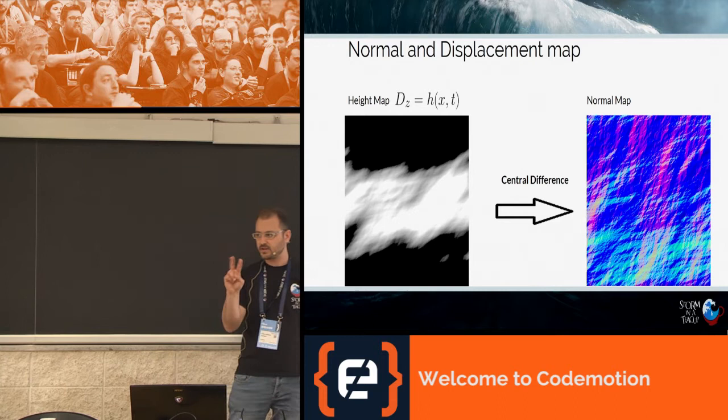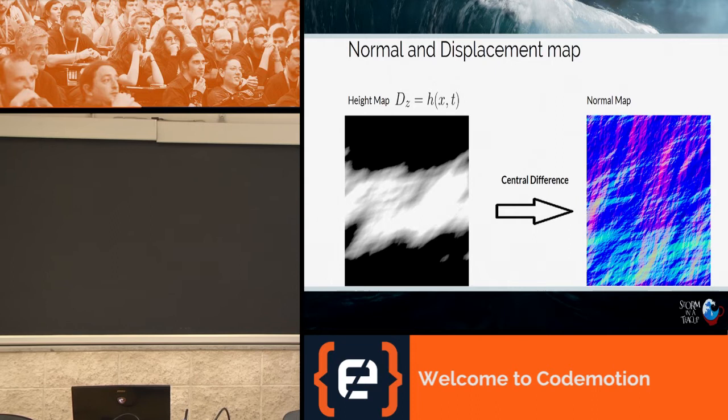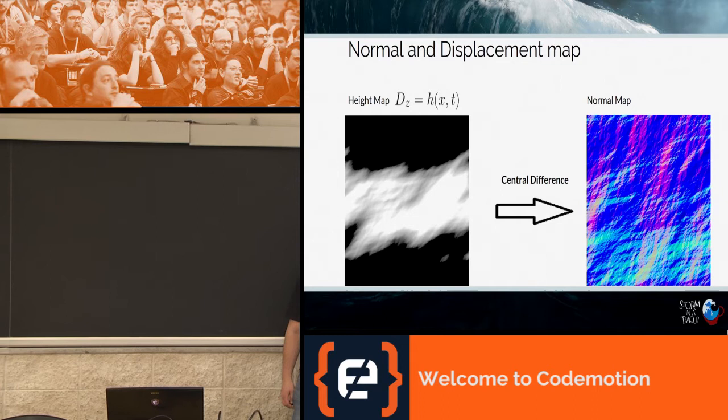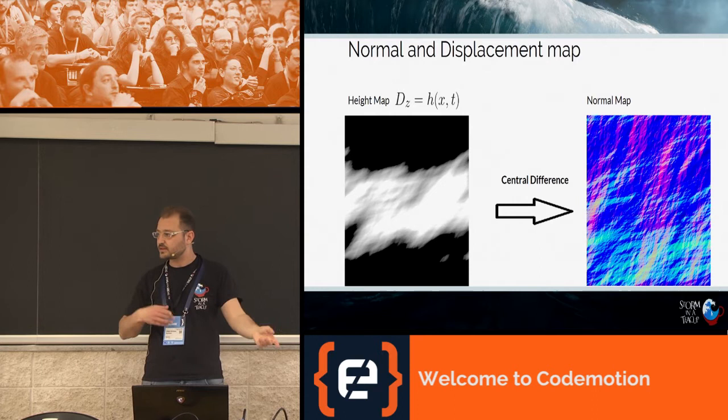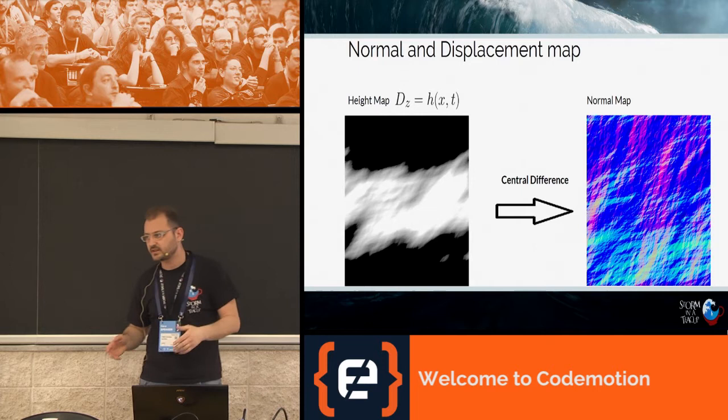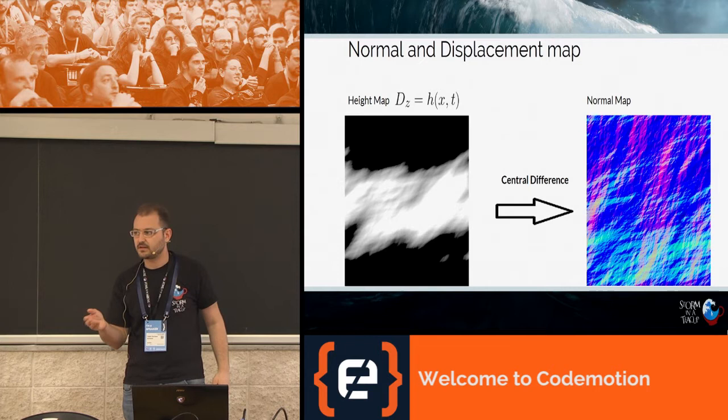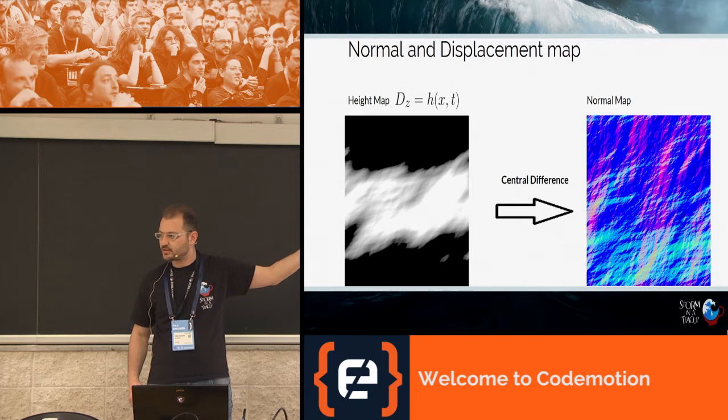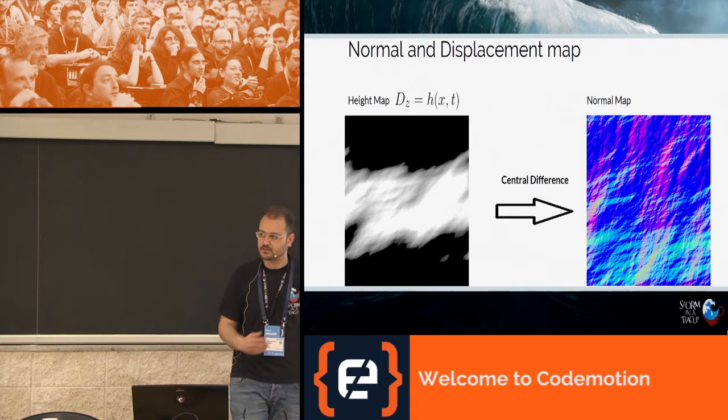Then you calculate the normal map with central difference. Basically you perform derivatives here to get the slope of the surface. You get partial derivatives in x and y. And those, in our case, are not really partial derivatives, but just finite differences, because obviously we have a discrete set of values, so we can't perform partial derivatives. So we compute the differences between the values, and we get the normal map.